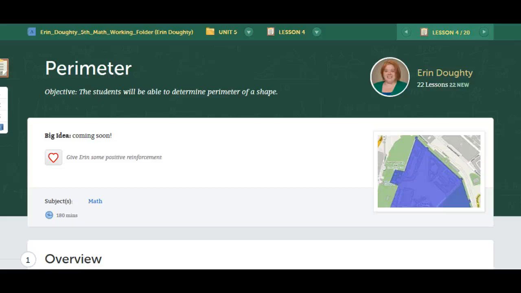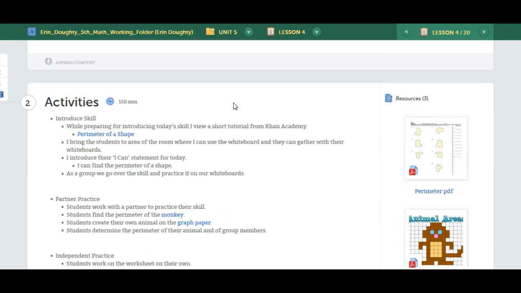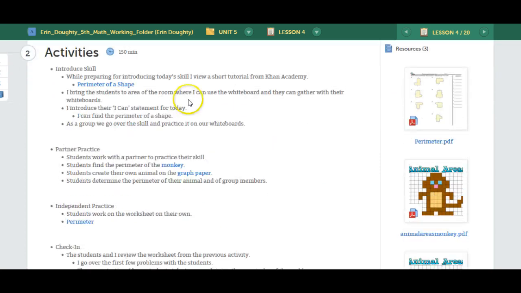This is a targeted intervention group on perimeter. The objective is the students will be able to determine the perimeter of a shape. The series of activities begin with introducing the skill.